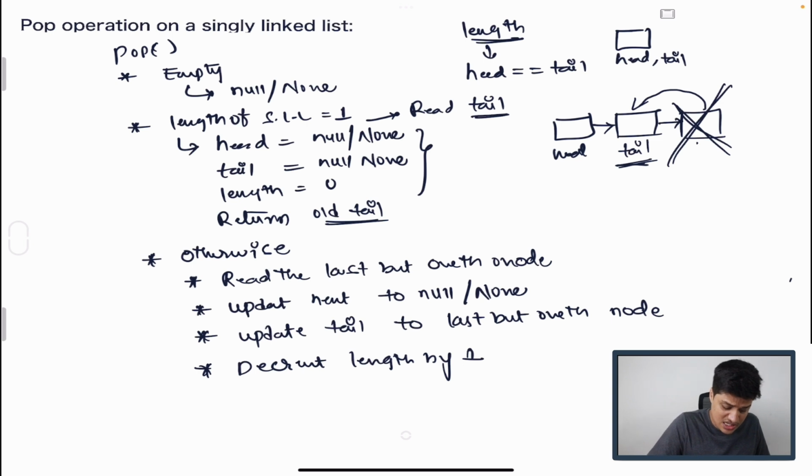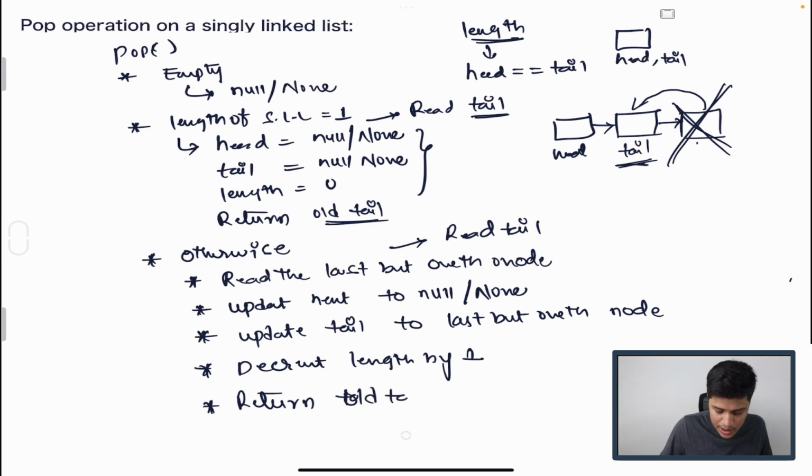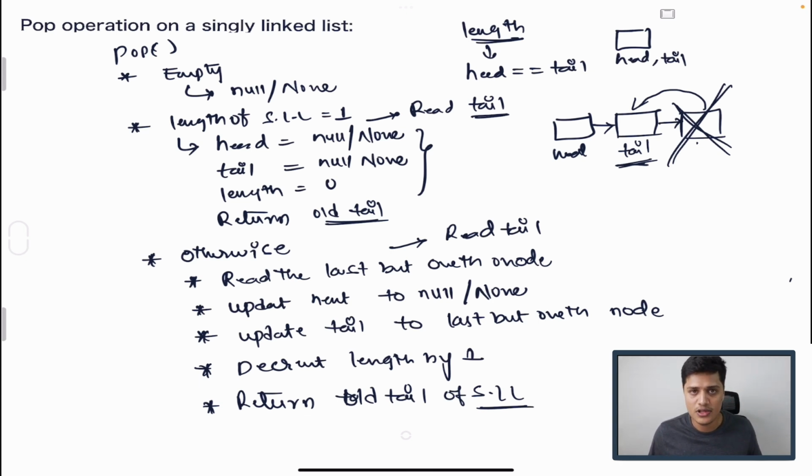In the end, just like how we read the tail node earlier, we will first read the tail node in this case as well, so that in the end we can return the old tail of the singly linked list, which is actually getting deleted as part of the pop operation. So this is the pseudocode for implementing the pop operation on a singly linked list.